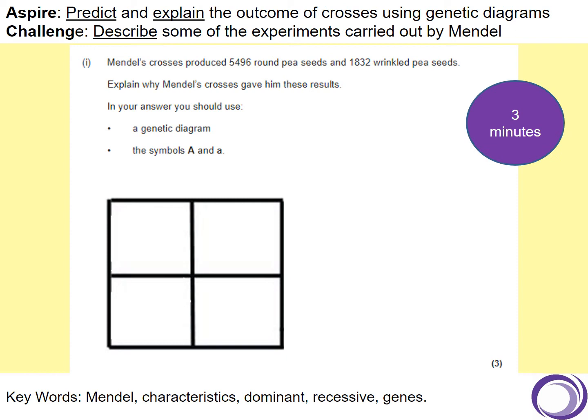And this is a really challenging question. So look at those numbers. How many more round peas have you got than wrinkly peas? And then how can you get to that conclusion? Remember, capital A, round, dominant, lowercase a, wrinkly, recessive. And I'm going to give you 3 minutes to have a go.